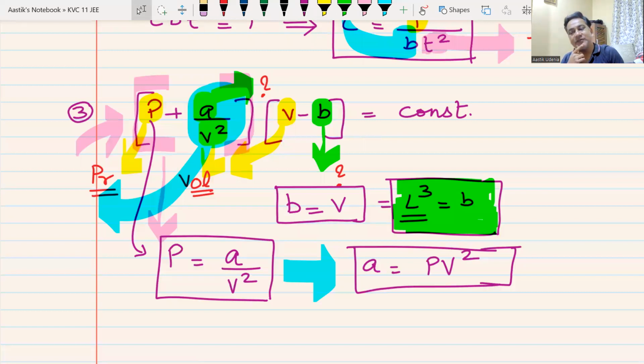P plus A by V square. See, I can go back in the past. This was the question that we did. P plus A by V square into V minus B is a constant. What is the dimension of A? Dimension of A, my dear friend, is P into V square. And that is the answer. Do you understand this? Yes or no?